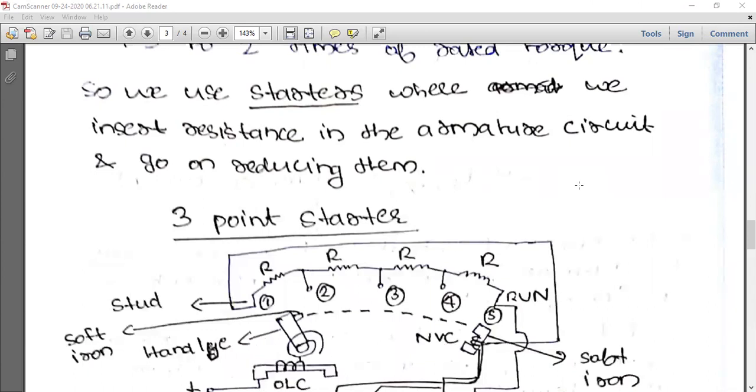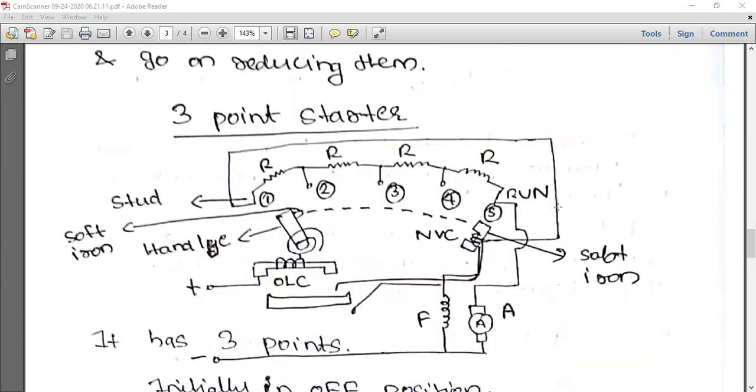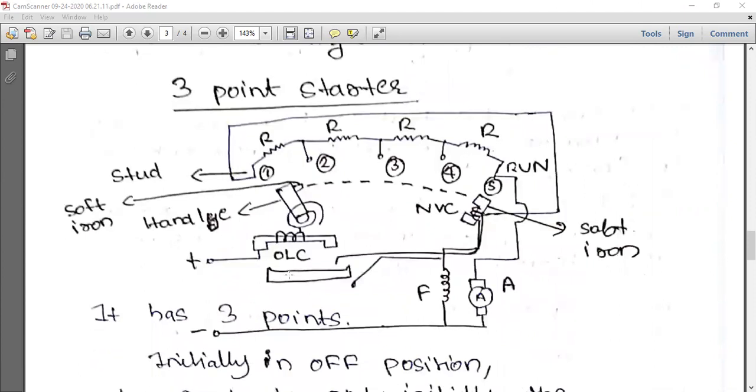So for a 3-point starter, this is actually the figure of a 3-point starter. We will have an overload coil, and then we have a soft iron here. Then we will have a NVC, which is a no voltage coil, and then we will have a stud here, and this is the handle, and we have a soft iron attached to it. And here, this is also made up of soft iron.